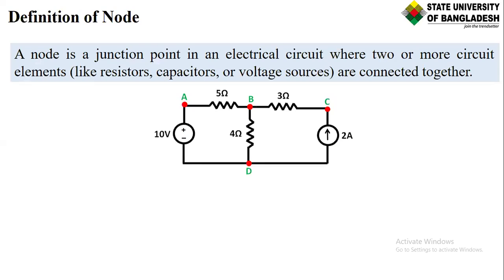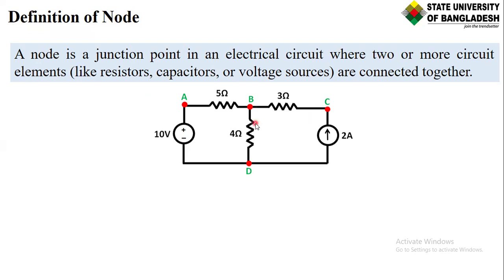Before jumping into the deep of solving the circuit using the nodal analysis, we have to understand what is a node. The definition of a node is very simple: a node is a junction point in an electrical circuit where two or more circuit elements like resistors, capacitors, voltage sources, or inductors are connected together. So here, this is a very simple electrical circuit.